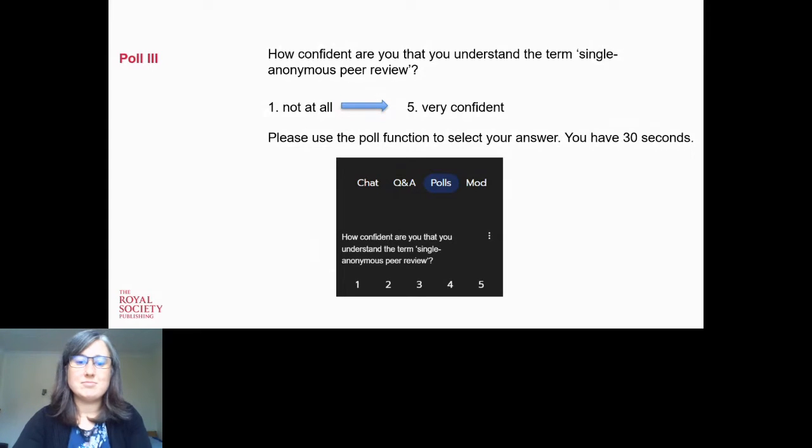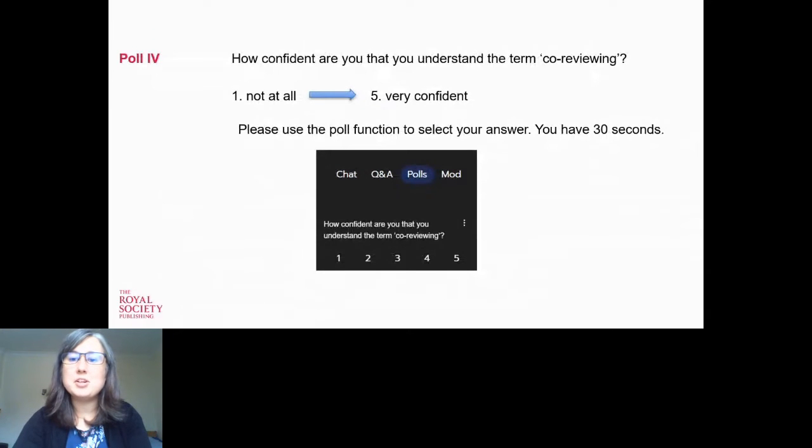All set. And finally, how confident are you that you understand the term co-reviewing?